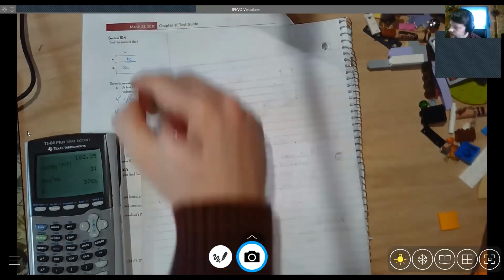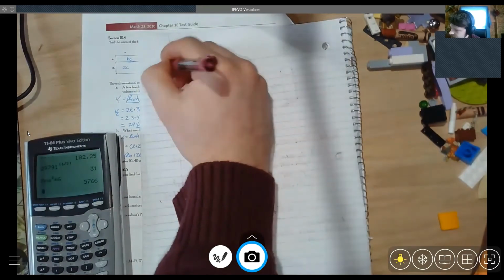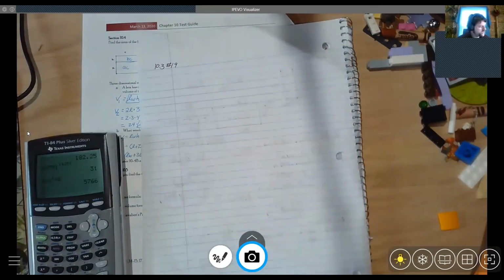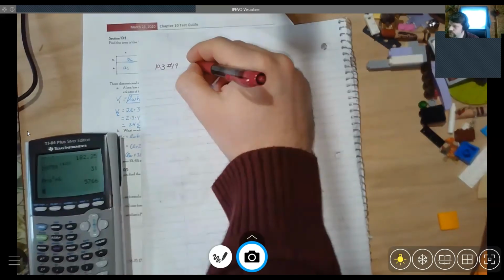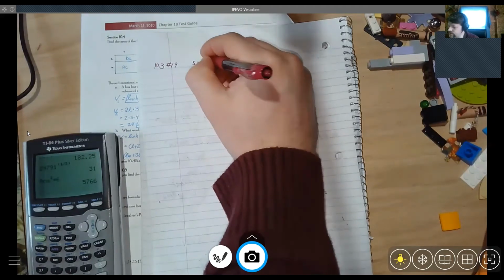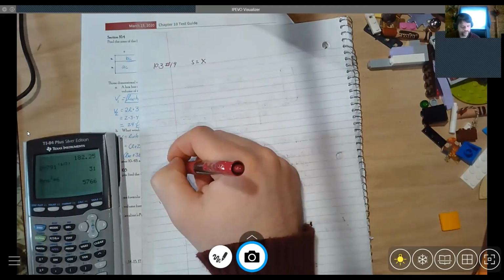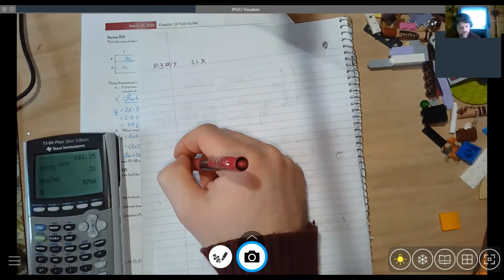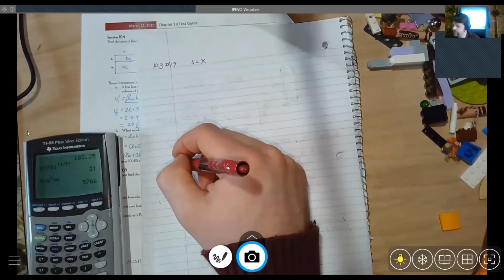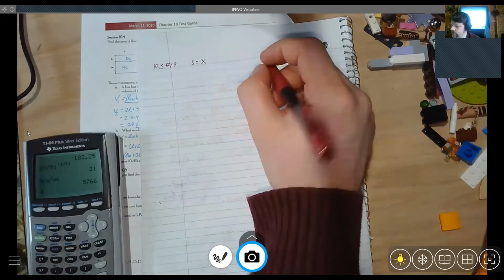All right, let's look at 10.3, number 19. So it says a cube has edges x centimeters long. So we got a cube, the edge is x. And another cube has edges 4x centimeters long. So we've got a bigger cube.